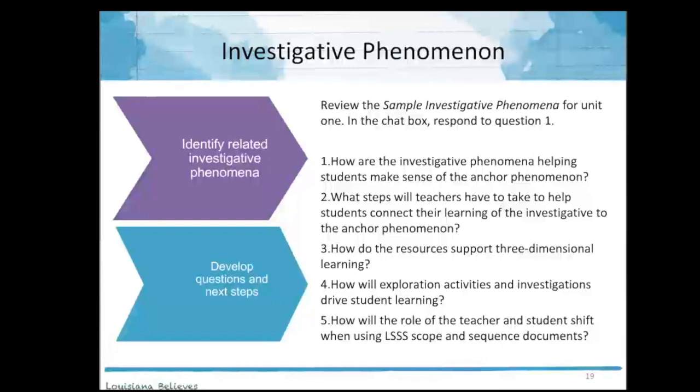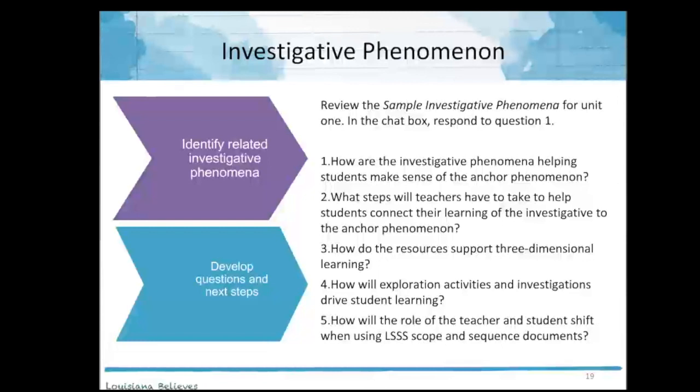But I want to draw your attention to sample 1. Different types of rocks and sediment react differently to wind and water. The cross-cutting concept for this sample investigative phenomenon is cause and effect. If you notice, the second to last question is leading teachers and students to discuss cause and effect relationships. It states, how does the amount or force of water impact different materials? This question was specifically designed to help students see cause and effect relationships.